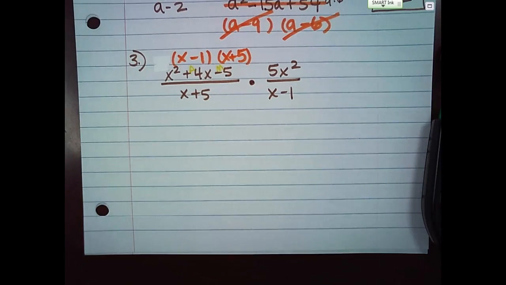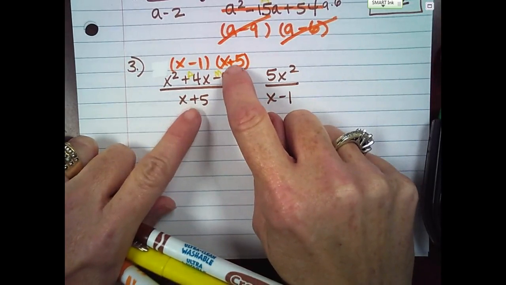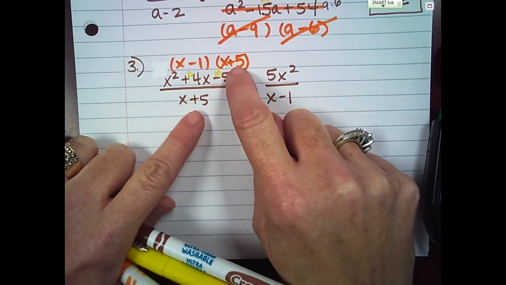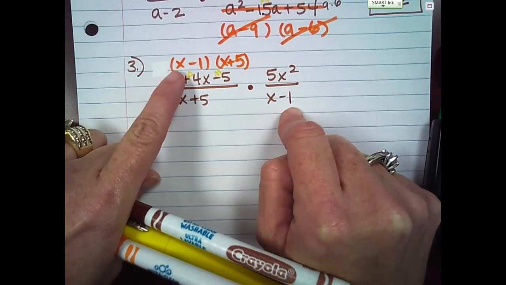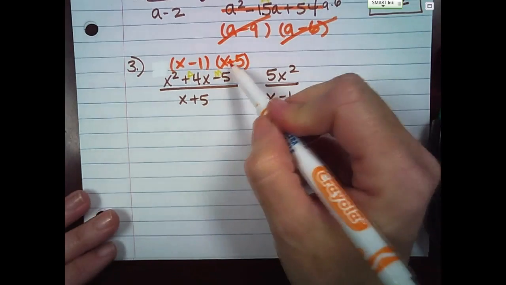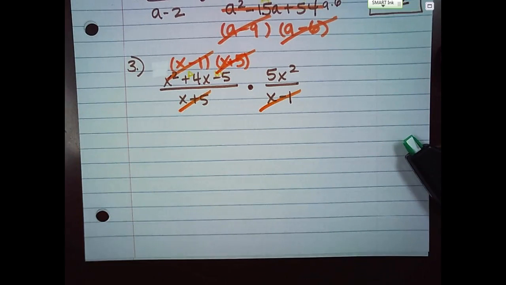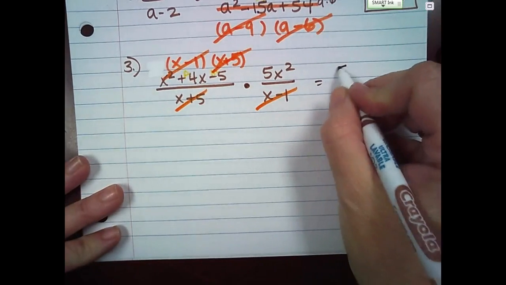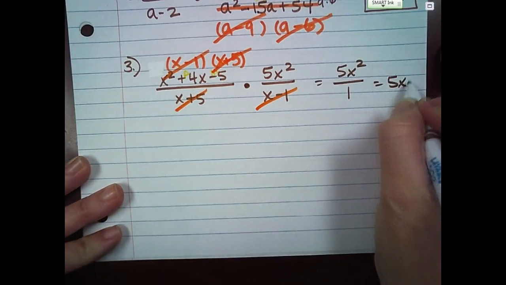Now let's cancel. Okay, am I allowed to cancel these right here? This x plus 5 here and the x plus 5 here. Yeah, they don't have to be diagonal. Most of the time they will be diagonal. They don't have to be. The rule is 1 on top, 1 on bottom. Where it's at doesn't matter. Okay? So cancel the x plus 5s, cancel the x minus 1s, and what's your final answer actually? It's 5x squared. And you can put 5x squared over 1 if you would like, but it's the same as 5x squared.